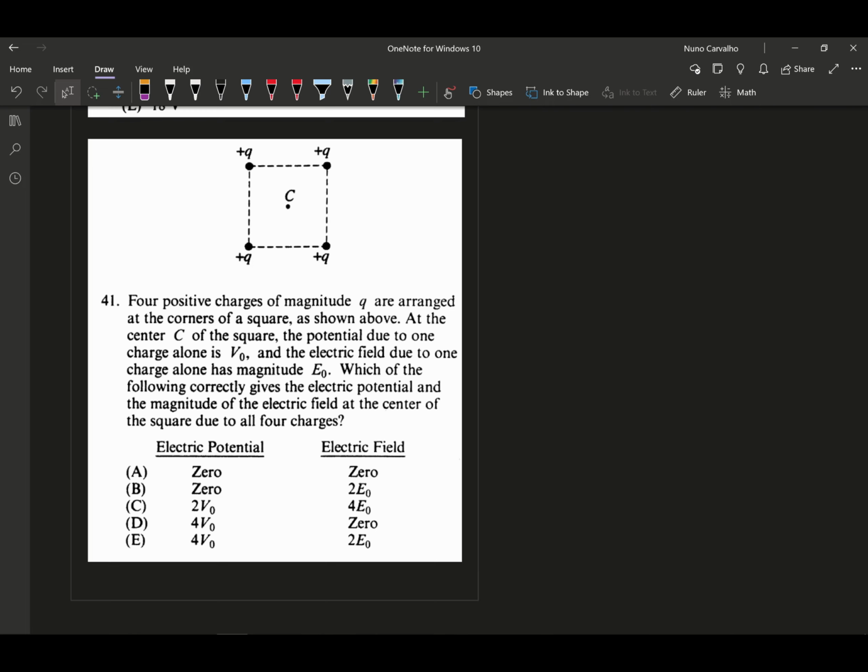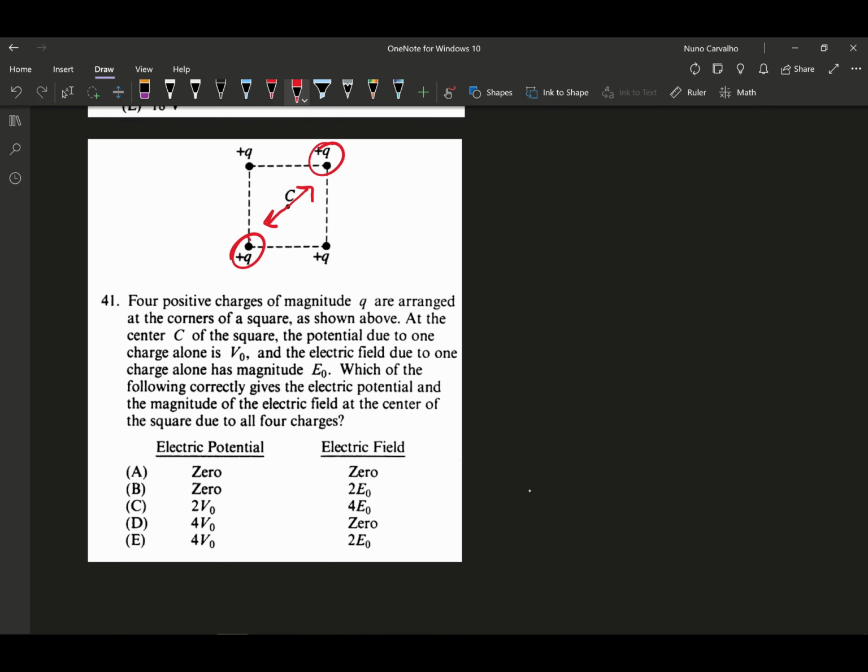Okay, so we need to be thinking about whether voltages and electric fields will add and cancel out. And so let's start with the electric field. I think that's maybe easier. If we think about the electric field due to just one charge, I'm thinking about this charge right here. That's the electric field that it creates, the electric field vector, and we're told that this has a magnitude of E0.